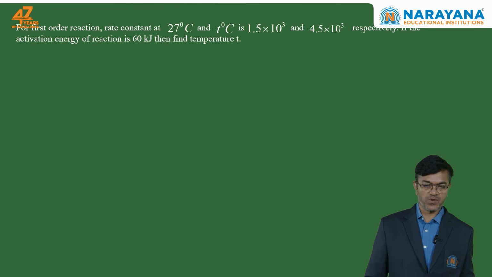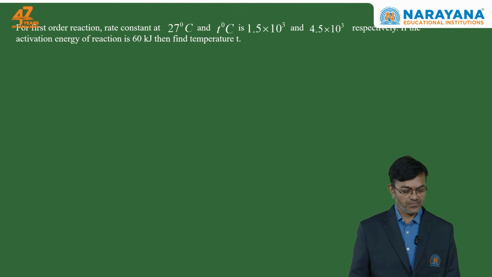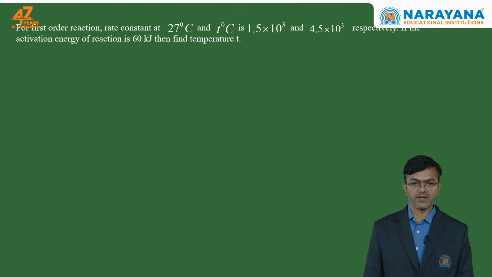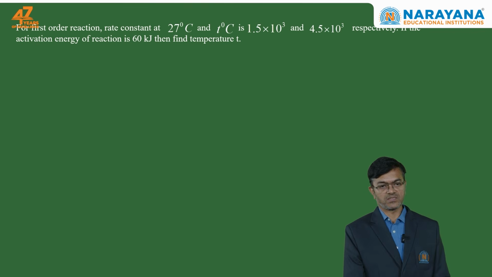Let us move on to one more question. This is of chemical kinetics. First order reaction rate constant at different temperatures given at 27 degrees Celsius and at 3 degrees Celsius. The values are 1.5 into 10 to the power of 3 and 4.5 into 10 to the power of 3 respectively. If the activation energy is 60, then find the temperature.